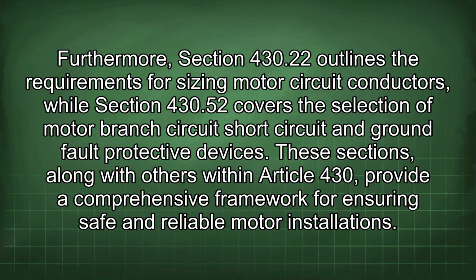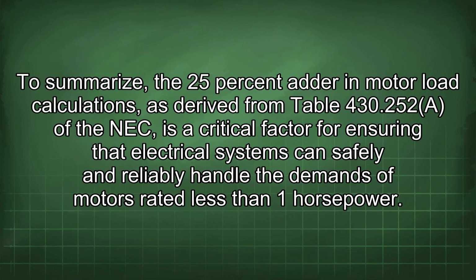These sections, along with others within Article 430, provide a comprehensive framework for ensuring safe and reliable motor installations. To summarize, the 25% adder in motor load calculations, as derived from Table 430.252 of the NEC, is a critical factor for ensuring that electrical systems can safely and reliably handle the demands of motors rated less than 1 horsepower.